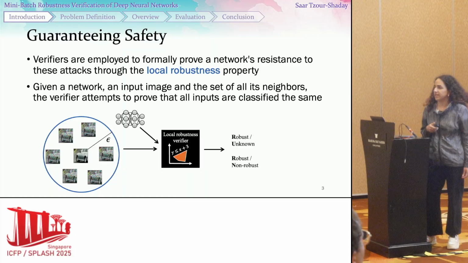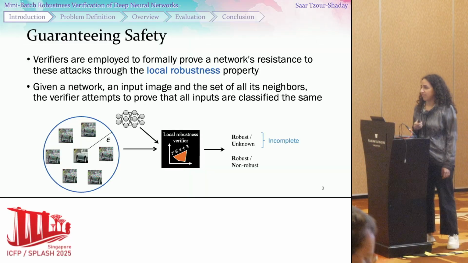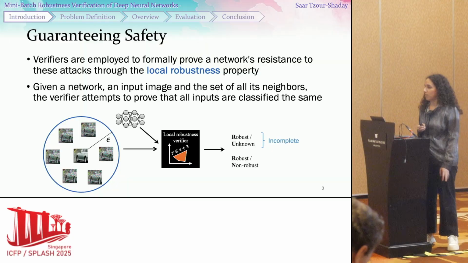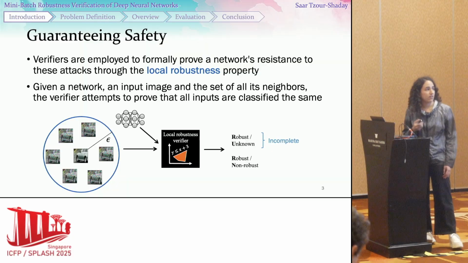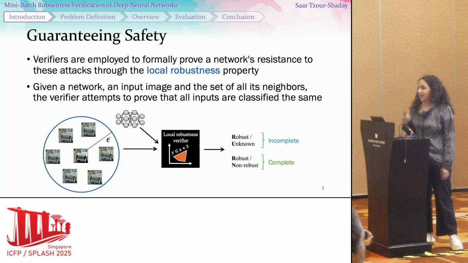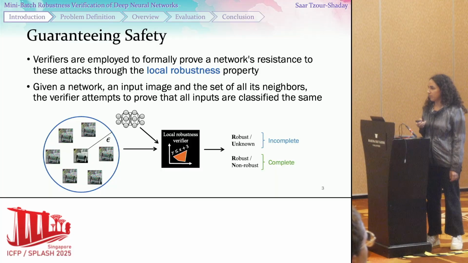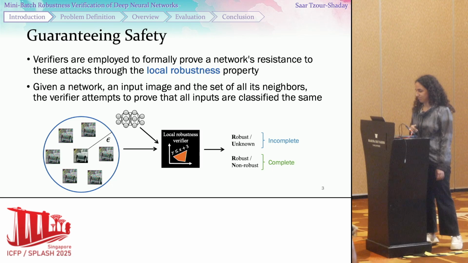And there are two categories of verifiers. Sound but incomplete verifiers can determine robustness when it holds, but they cannot always determine a violation. Whereas sound and complete verifiers can also find a counterexample when the robustness doesn't hold.